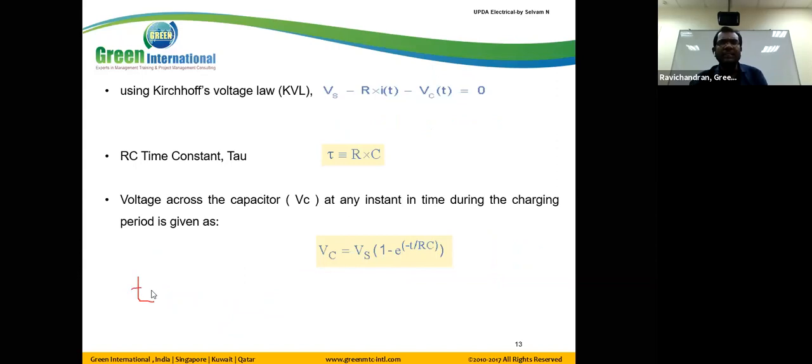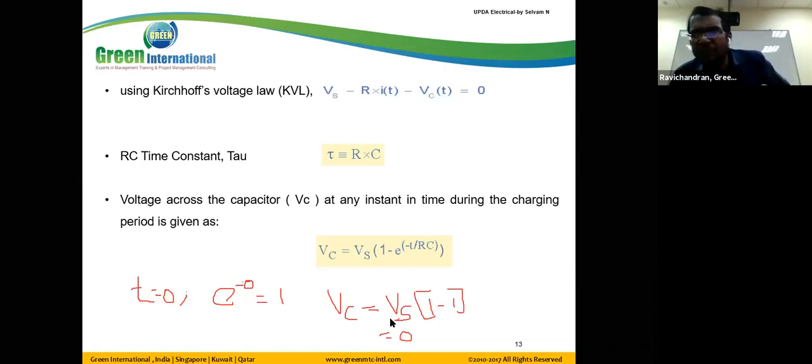Let us assume that t is equal to 0. e to the power of minus 0 is equal to e to the power 0, which is equal to 1. So VC is equal to Vs times (1 minus 1), which is equal to 0. Which means at t equal to 0, there is no voltage in the capacitor.